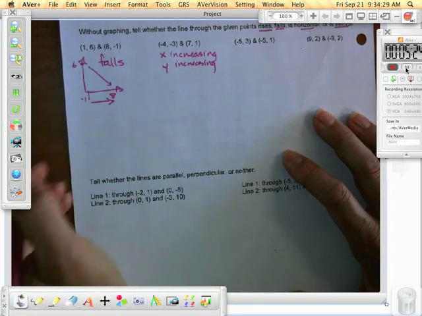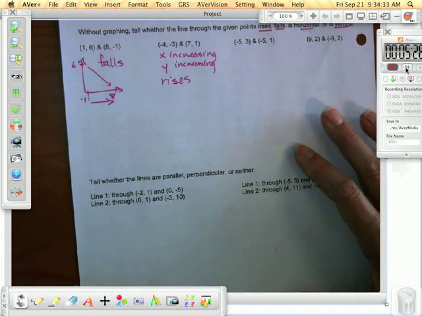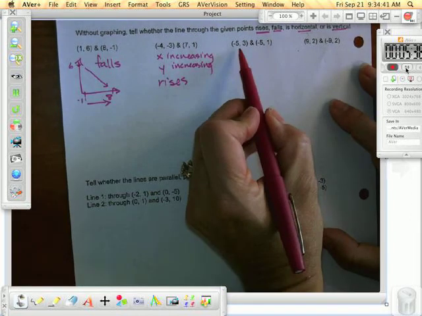Y is increasing, so it rises. As x is getting bigger, so is y, so that it's going up. Just like the scatter plots we were talking about yesterday. Okay, what do we notice here?